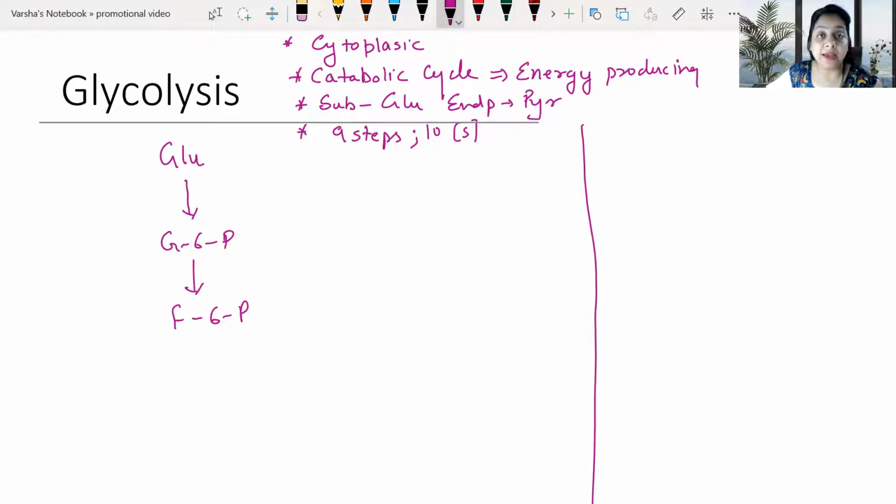Glucose is an aldehyde, fructose is a keto. So they are brother and sister to each other. So if we have to interconvert them, that is a reversible reaction. Isomerase can help us because these are just the aldose and the ketose version, right?